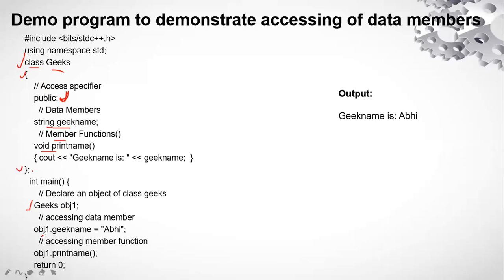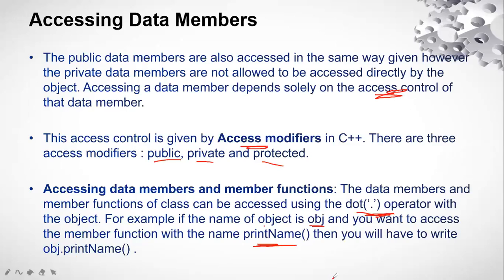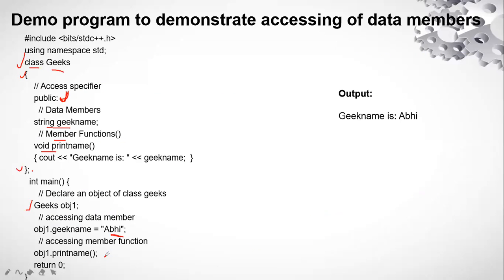Now I'm going to access the data member. As this is public, obj1.geek name is equal to, let's say, Abhi. Then I'm going to call print name. So obj1 dot print name. I have already told you that if it is obj and we have print name as the member function, I use obj dot print name and parenthesis. Then return 0 and curly braces. So the output will be Abhi, because I have given it here as Abhi.